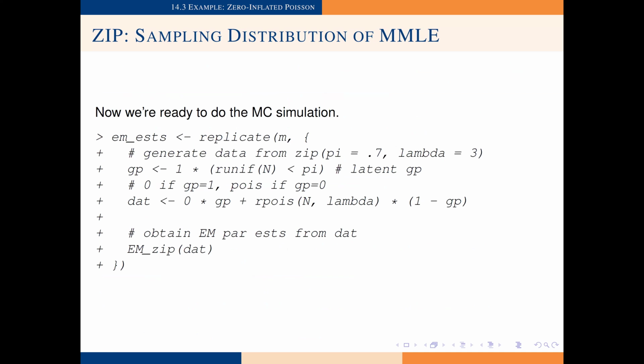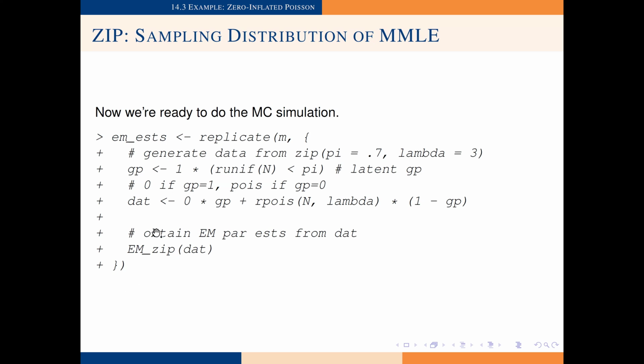So right now we're ready to do the simulation. Just like before, in each replication, we first generate the data. We use the generated data to estimate the parameters, and we store the parameter estimates and compare them to the true values for generating data. Generating data is essentially how we generated the zero-inflated Poisson data. We first generate the group membership, and then conditioning on group membership, we generate the counts. It's either 0 or a Poisson.